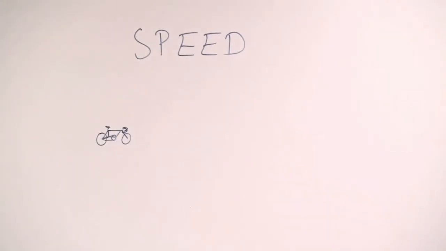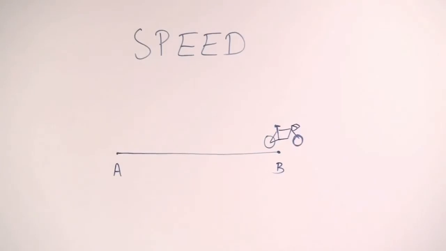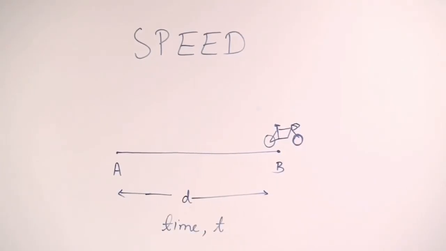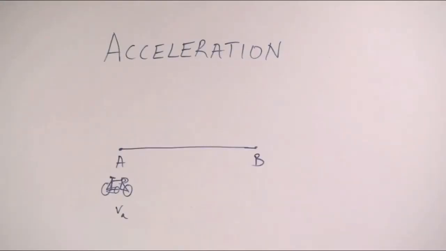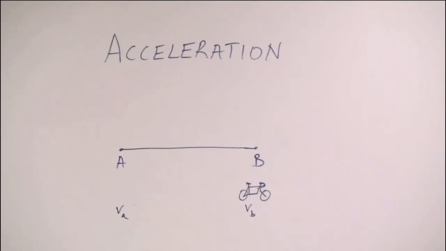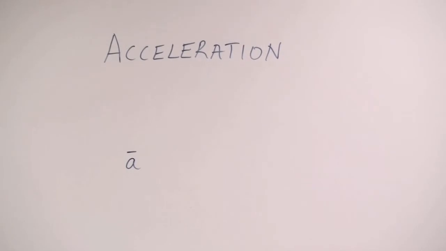Speed can be referred to as the rate of change of position. The average speed with which an object goes from point A to point B in a given time can be calculated by dividing the distance covered by the total time. Similarly, acceleration is the rate of change of speed. We can calculate average acceleration by getting the change in speed and then dividing by total time.